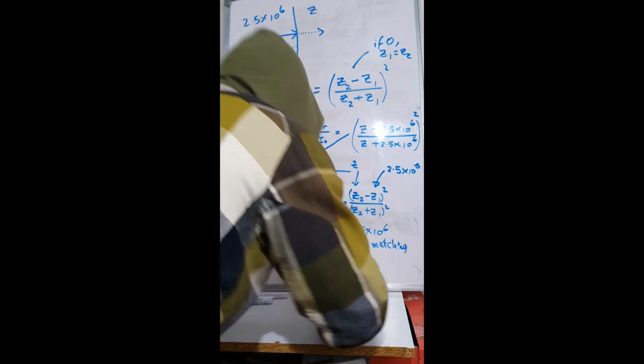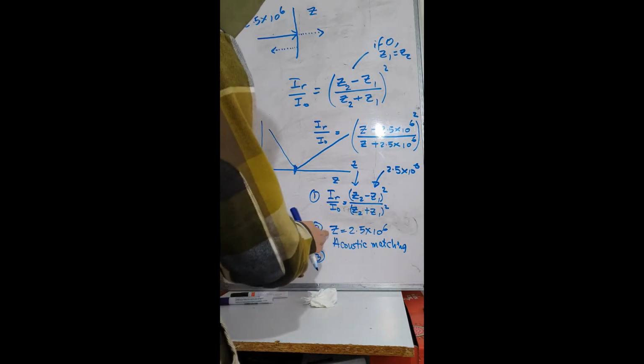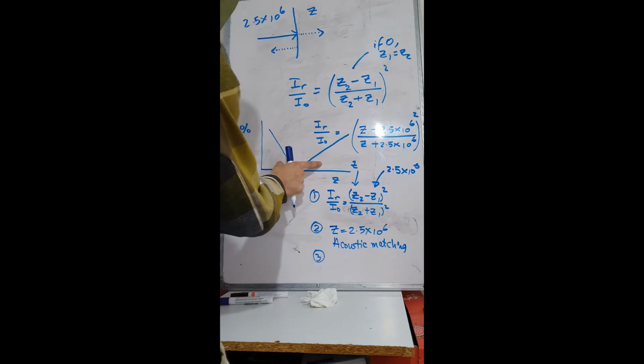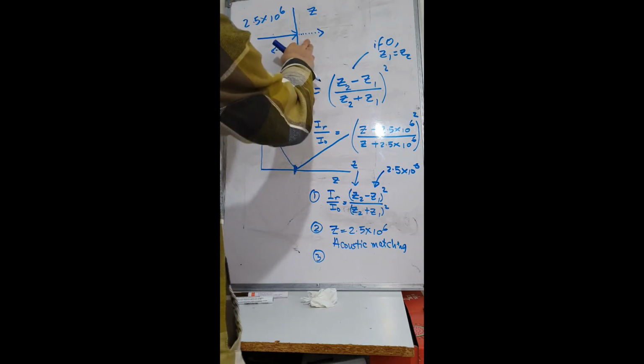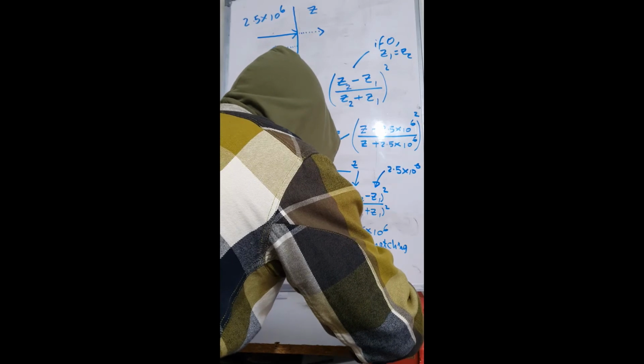And then for the third mark, what you've got to say is what happens when z is not equal to that. So when z is not equal to that, that means you have different material and some of it will be transmitted, some of it will get reflected. So when z is not equal to 2.5 times 10 to the power 6, you have reflection.